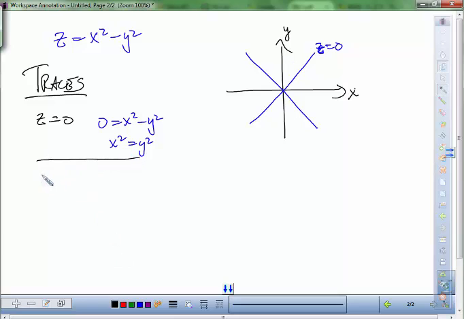Now let's find another trace. So let's let z is equal to 1 this time and see how that's going to look. So we'll let z equal 1, and get x squared minus y squared equals 1. This is why it is very important that you really get to know your conic sections. Because what is this? It's a hyperbola. One of them's a minus sign, right? So it's a hyperbola. I would say it's a hyperbola going up and down or side to side.